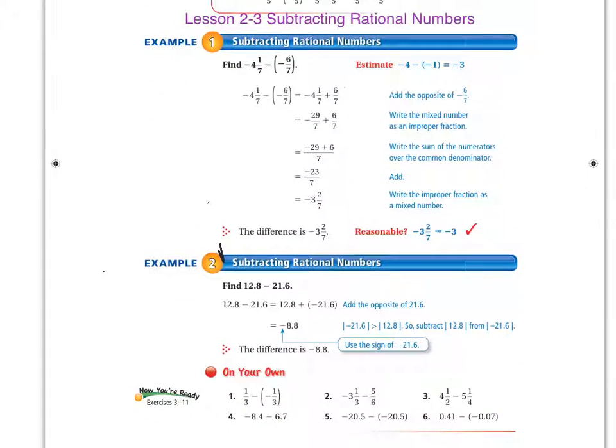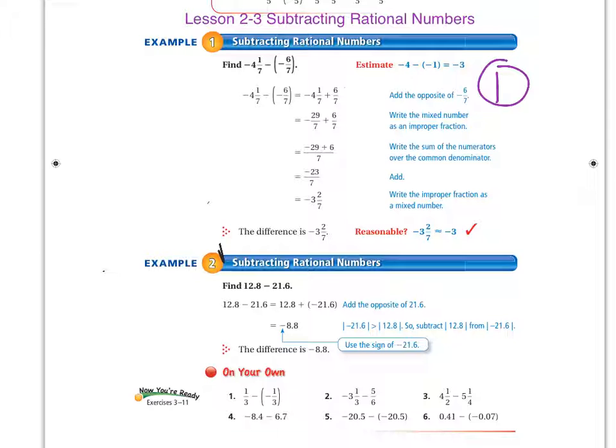Let's look at this problem here, number 1. Okay? So the first thing you have to do, there are steps that you have to do. This right here is step number 1. You have to add the opposite. So that's the additive inverse. Okay? So I have a -4 1/7 minus -6/7.